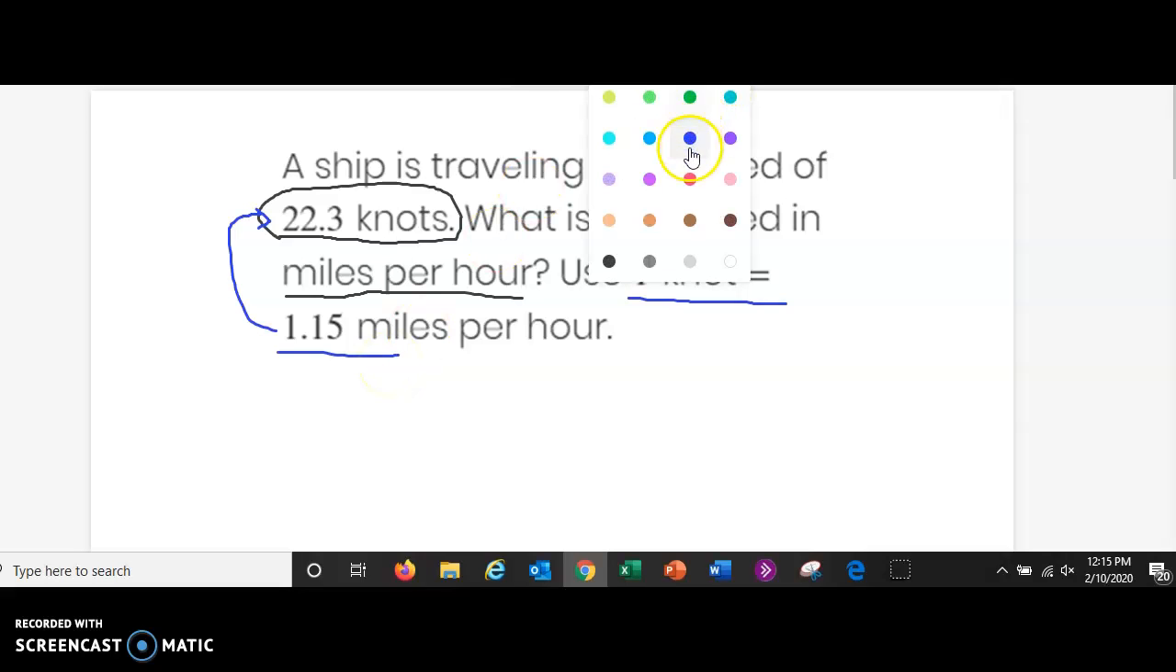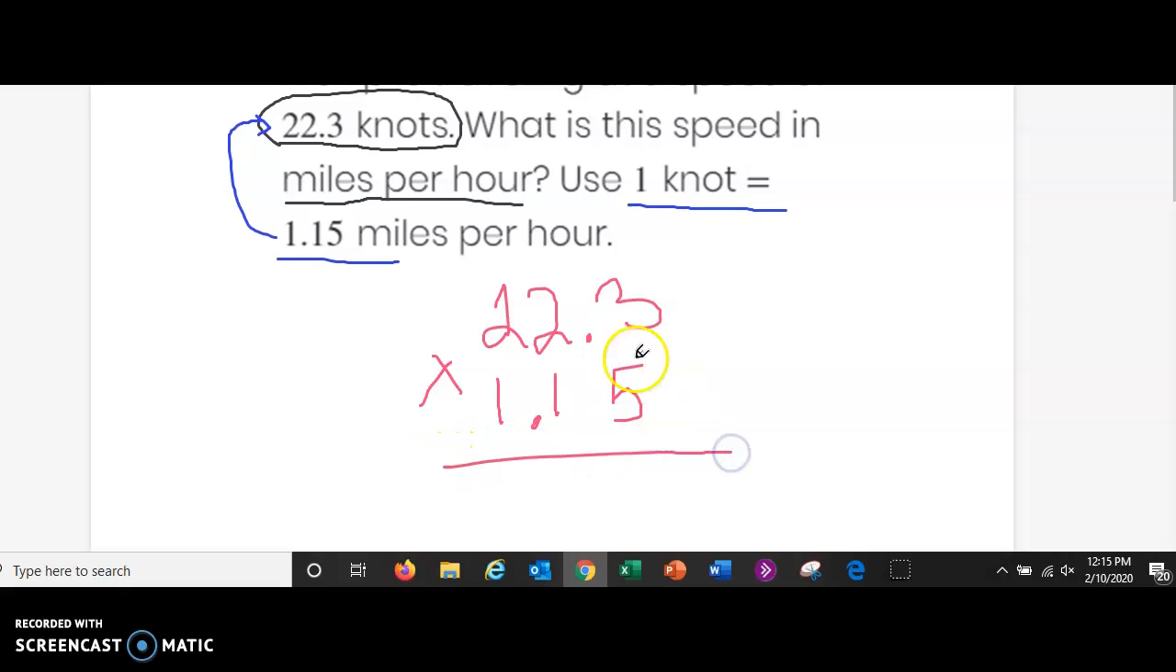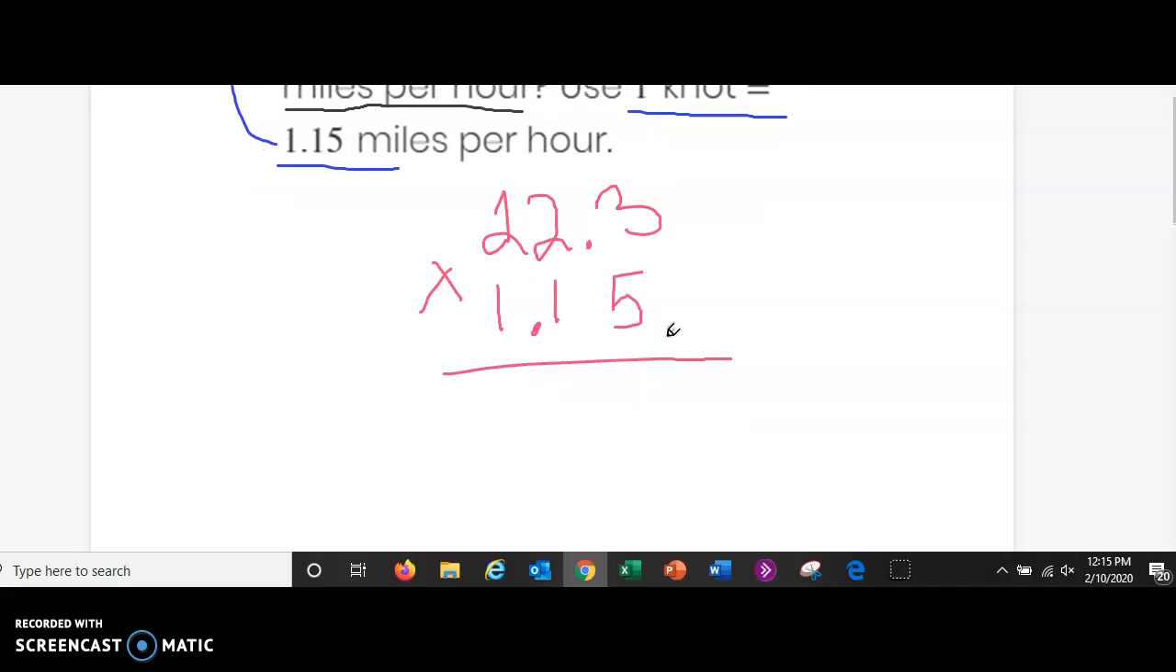So let me set my problem up. I'll go right here, 22.3 knots times 1.15 miles. And we know that when we multiply with decimals, we're going to ignore those decimals. We're going to ignore them right now, okay? So I'm going to go ahead and use the process of multiplication with multi-digit numbers.